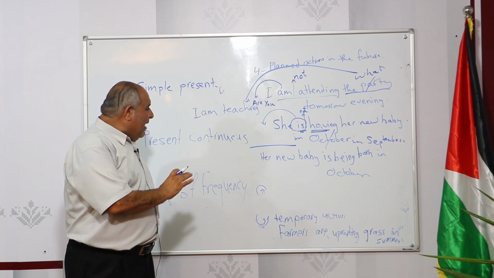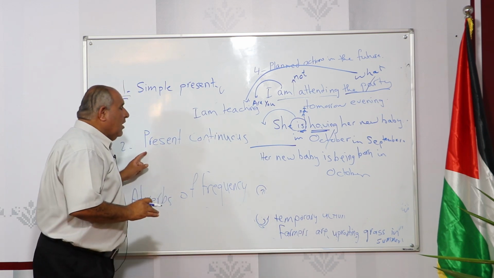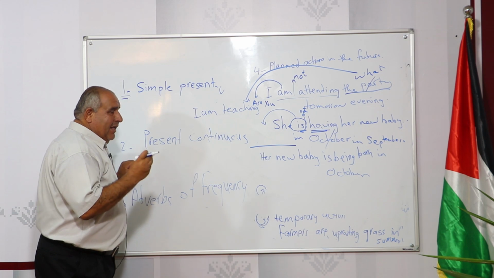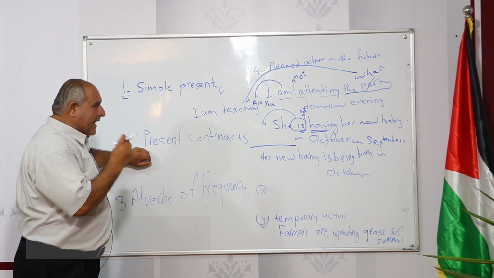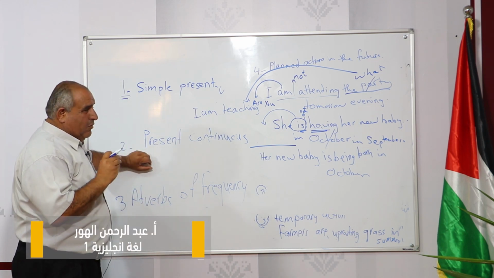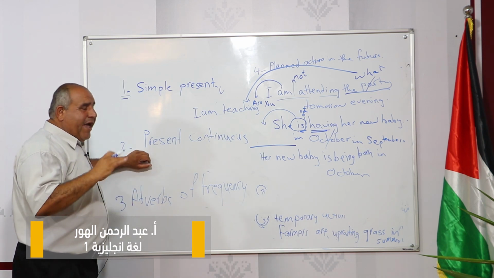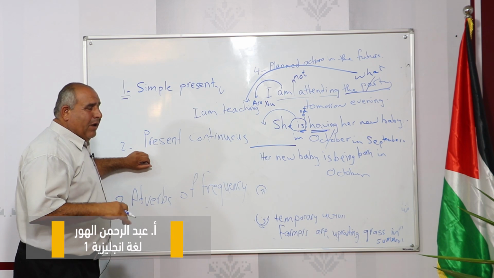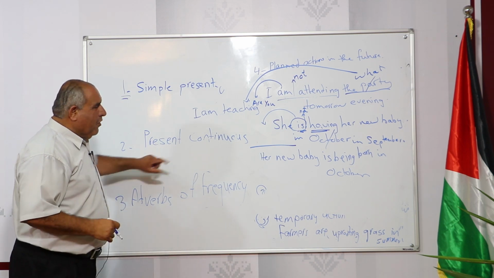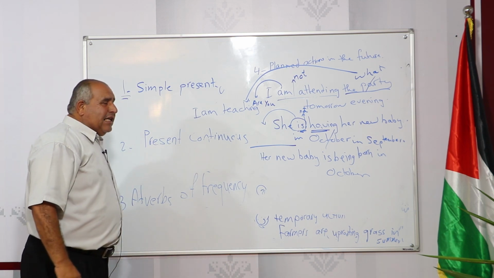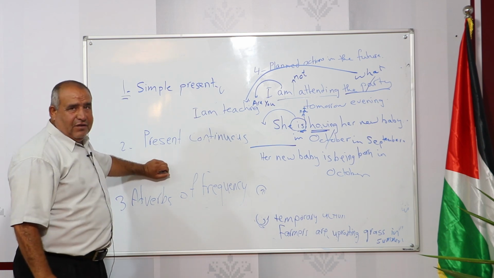Now, this is about the present continuous tense. And we have four different cases for using the present continuous. Number 1, we talk about the moment now. Number 2, around now. Number 3, we talk about temporary actions. And number 4, we talk about scheduled events in the future.